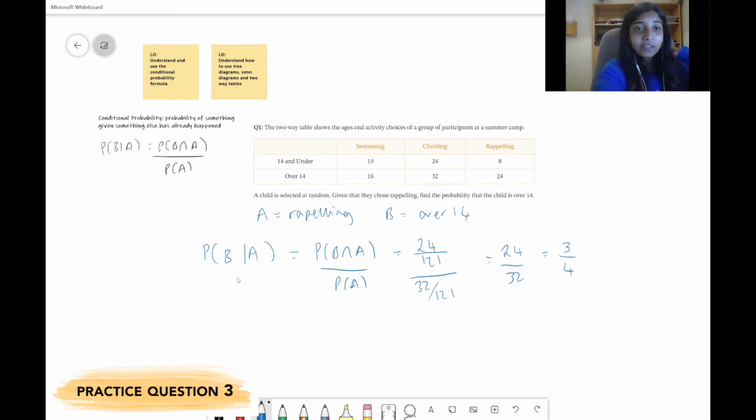So that's everything we wanted to cover. So now let's try another exam style question, just to make sure you can put some of this into practice.